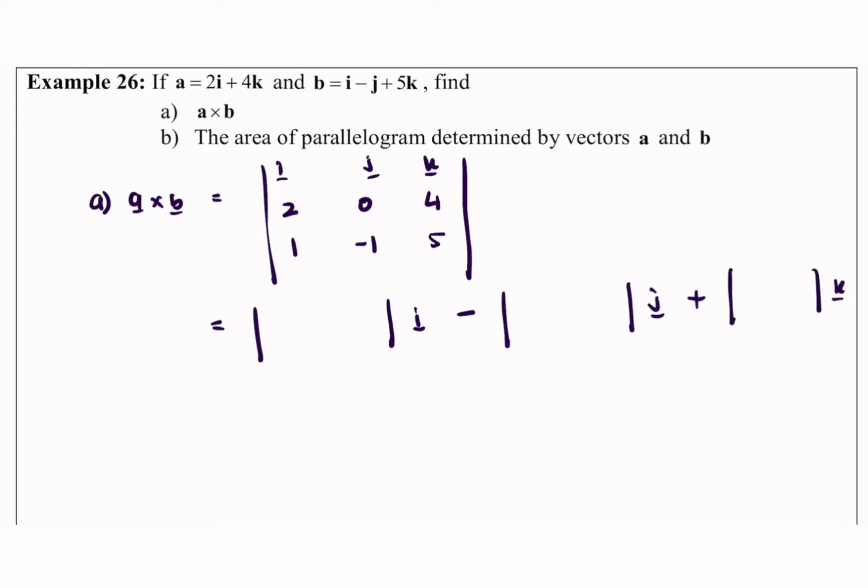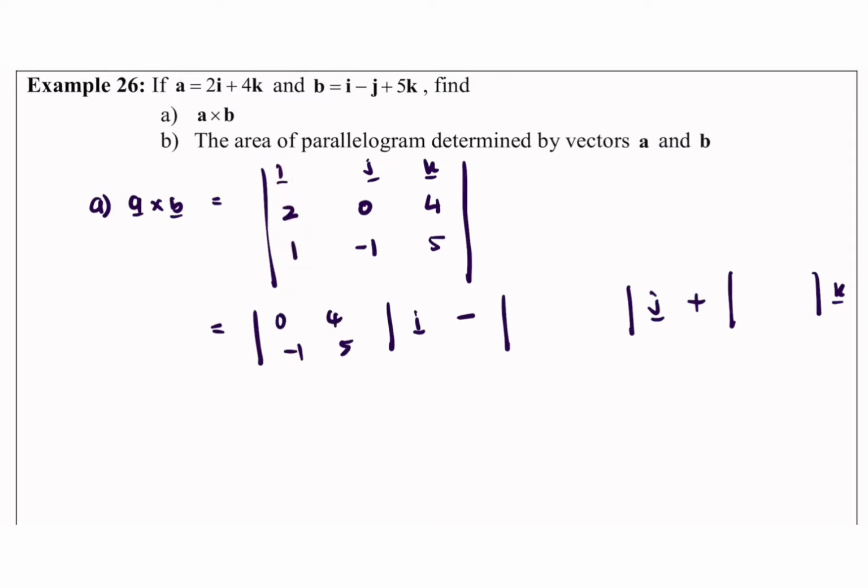Okay, kemudian untuk dapatkan i, saya tutup i, so saya akan left dengan 0, 4, negative 1, 5. Untuk dapatkan j, saya tutup j, so saya akan left dengan 2, 4, 1, 5. Untuk dapatkan k, saya tutup k, so saya akan left dengan 2, 0, 1, negative 1.